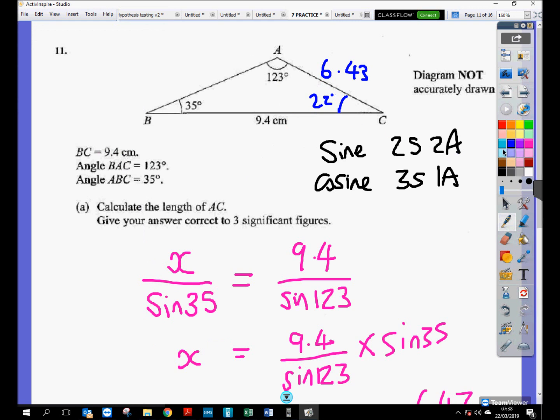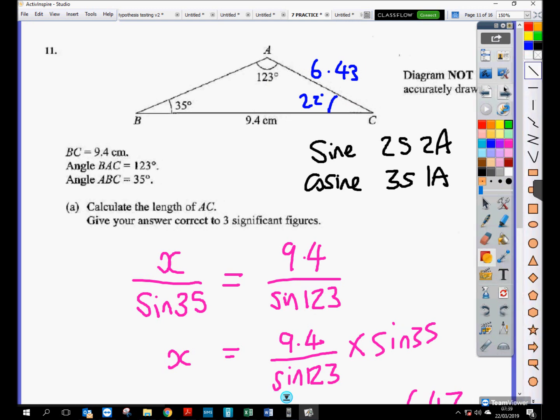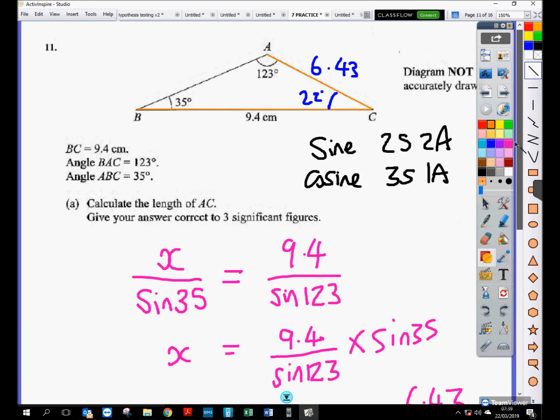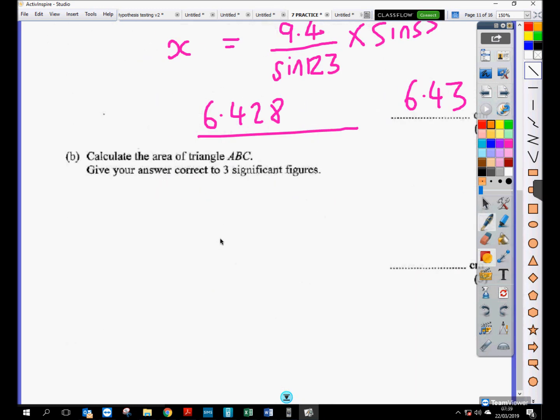Now when you're using the formula half AB sine C, you use two sides that sandwich the angle. So can you see that 6.43 and 9.4 sandwich angle C? But I've just worked out angle C. There's no point working out the side length AB when it was very easy to work out this missing angle, because I already have the two sides that sandwich this angle. So the easiest way to deal with this question is to use 6.43 and 9.4 and this angle in between. Okay, so like this.